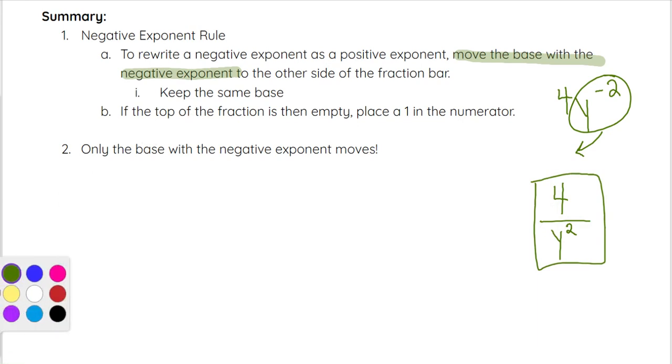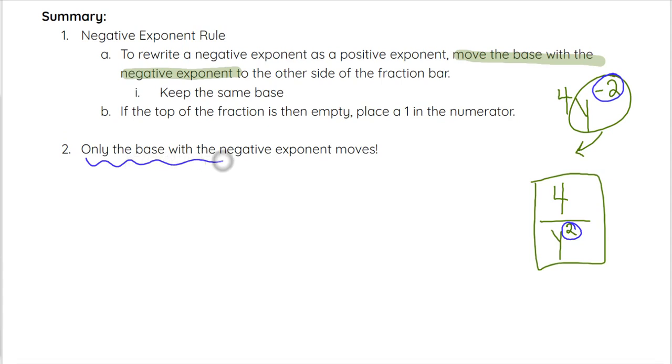So keep the bases the same. Those don't change. Only the exponent that was negative changes to a positive when it moves to the denominator. If we have a numerical base with an exponent, we do want to evaluate that. Okay. And if the fraction were empty in the top, then we would want to go ahead and put a 1 in that spot. And again, just as a quick reminder, only the base with the negative exponent moves. So in this example here, the 4 didn't move because it did not have a negative exponent.